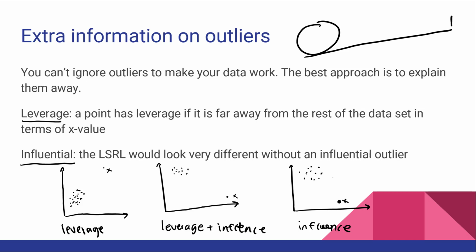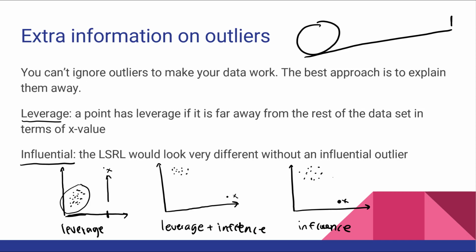An influential point is another type of outlier where if you took away that point from your dataset, then your LSRL would suddenly look very different. So we have 3 examples here. Each of our outliers is marked with an X, and you can see that the first scatter plot here shows a point with very high leverage. So you can see here's our main data set, and then this is our outlier. So the bulk of the X values of the points are over here, but we suddenly have a point that's out here. So because its X value is so far away, it has high leverage.